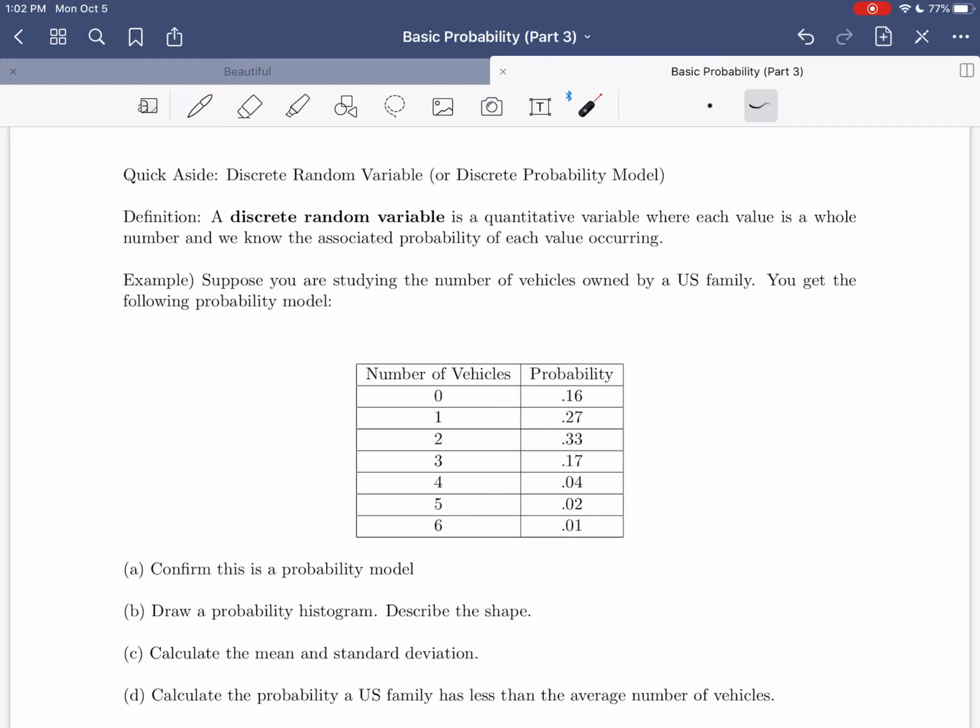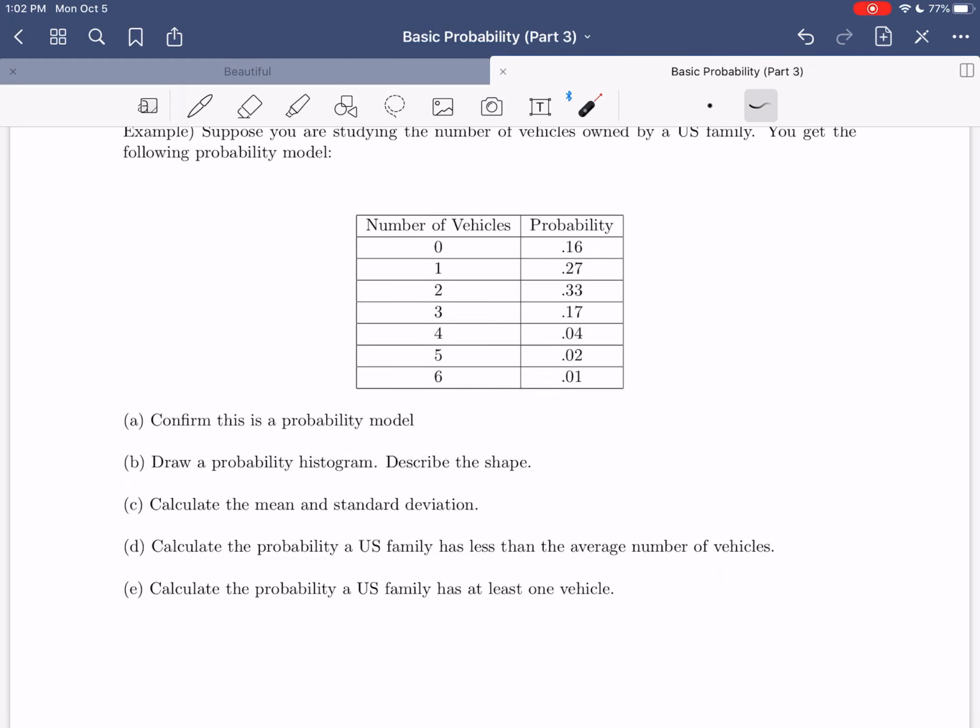You either own 0, 1, 2, 3, 4, etc. So we get the following probability model. Some of the families had 0 vehicles, 1, 2, 3, 4, 5, or 6, and we have the associated probabilities here. So the first thing we're going to do is confirm this is a probability model. Let's make a note of how we would do that. How do we actually confirm something is a probability model?